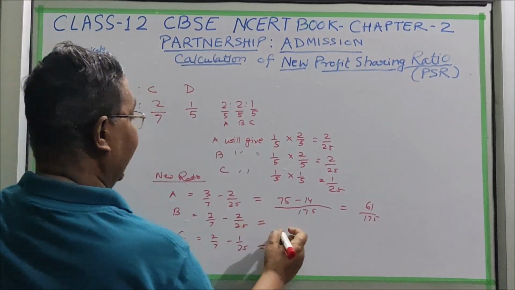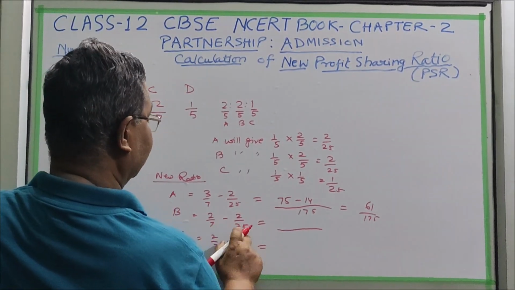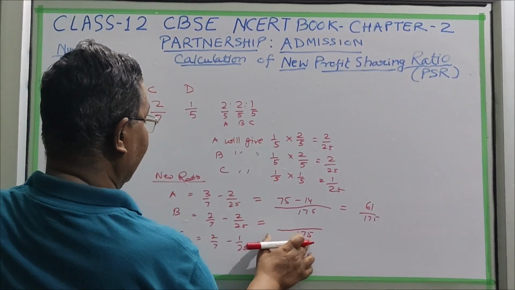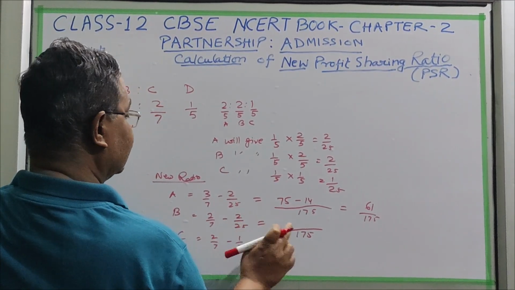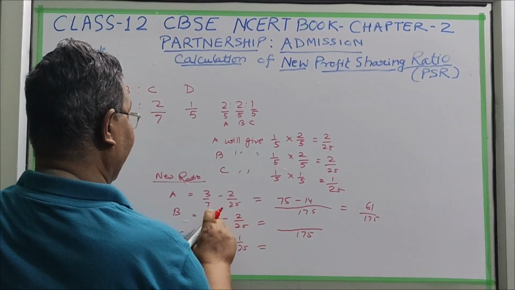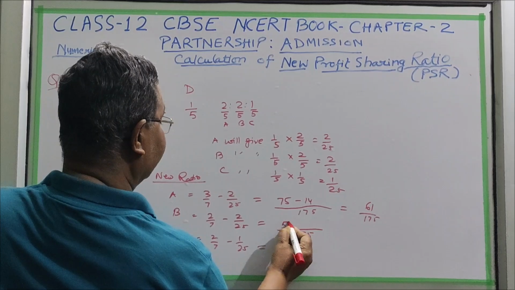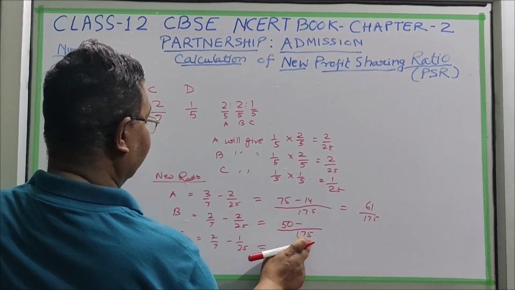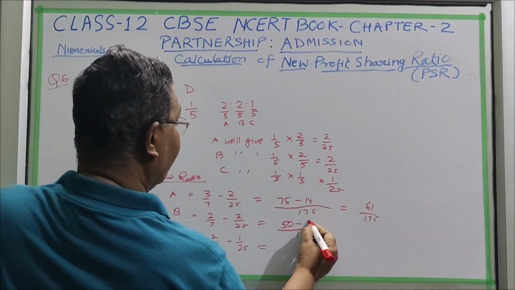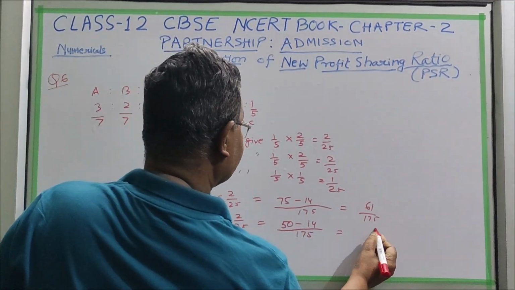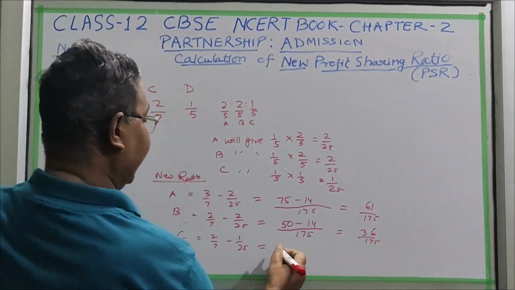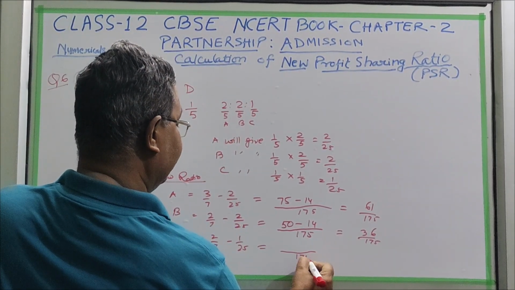Okay, here again LCM is 7 into 25, 175. So we divide by 7, we get 25, and 25 into 2 we do, it will become 50. Then 25 we divide, 7 will come, and 7 into 2 it will become 14, means 36 by 175.